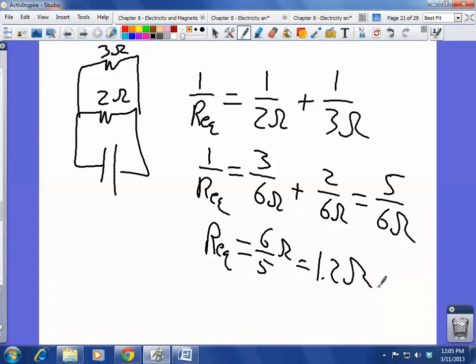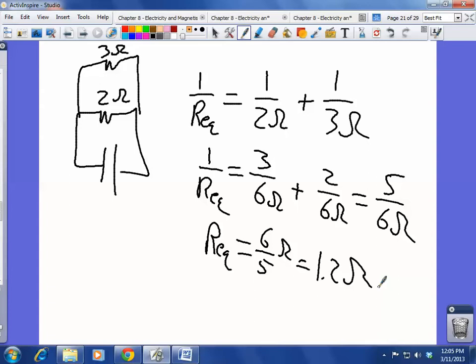The other thing that's always going to be true of systems like this is that our resistance is always going to be lower than our lowest value. We're making it easier for this electricity to travel by adding this 3 ohm up here. So even though this is higher than 2 ohm, our end result is still going to be lower than our lowest, in this case 2 ohms. So we know we're on the right track. All right. So this is where we stopped last week.